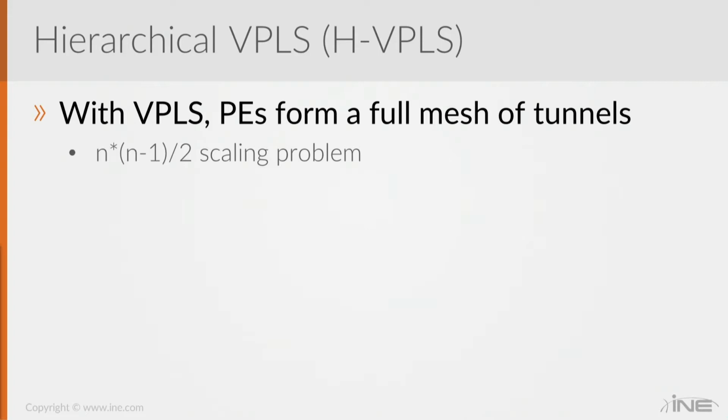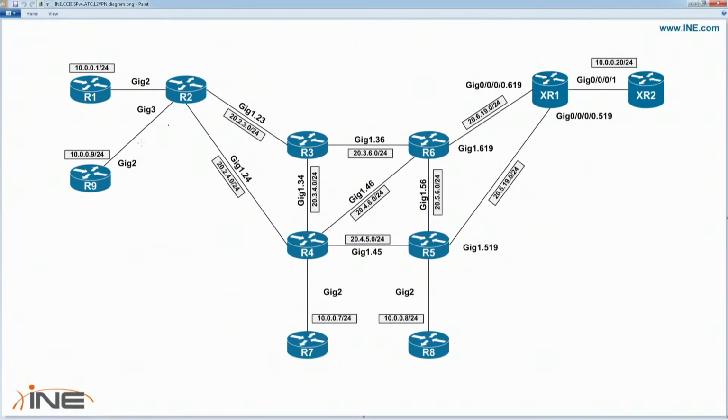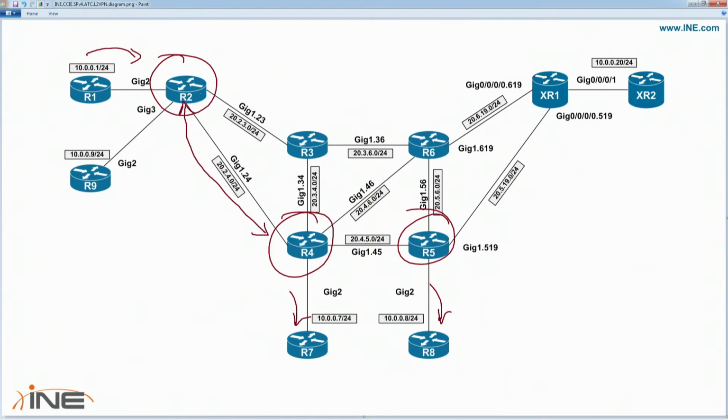So if we take a look back at our diagram where we left off previously and talk about the overall logic of what the VPLS is trying to do, we had a case with 3 different PEs: router 2, router 4, and router 5. We were trying to bridge traffic from router 1 over to router 7 and router 8 and vice versa, which means we had to form a tunnel between router 2 and router 4, between router 2 and router 5, and likewise between 4 and 5.